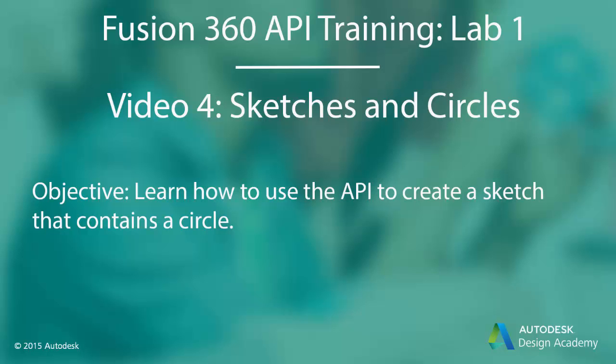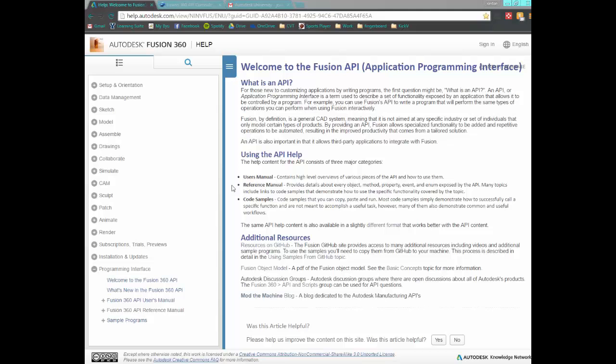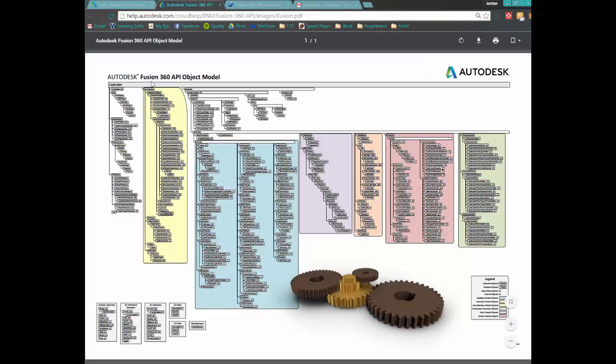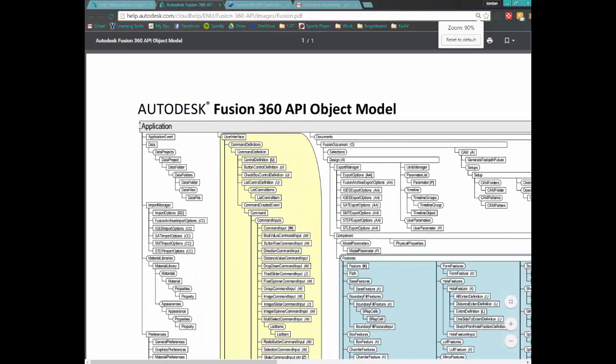In this video, we're going to show how to create a sketch and add some circles to that sketch. So once again, if we want to learn how to create sketches and add circles, we can first access the object model here and learn how we can scale through the Fusion 360 API to access sketches. The previous video talked about already accessing the application, documents, design, and grabbing the component.